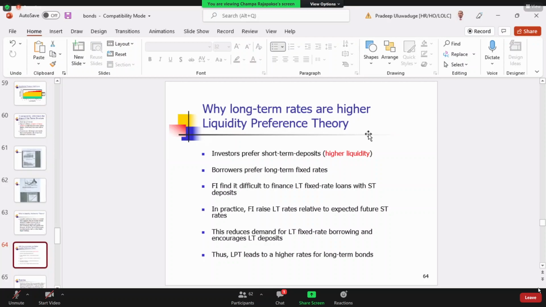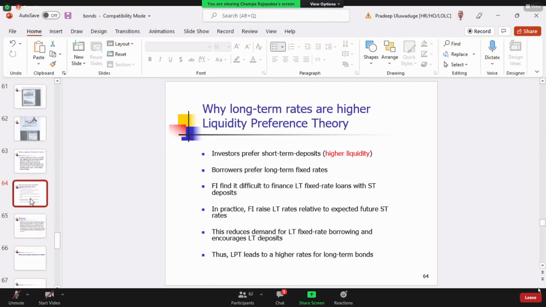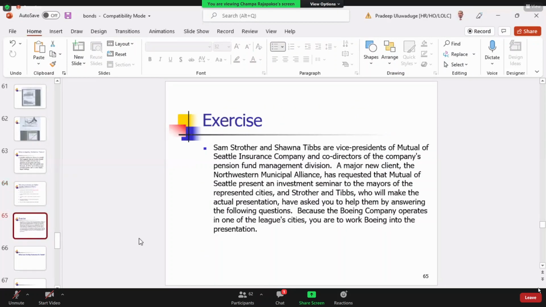So when long-term rates are higher, people will be encouraged to increase long-term deposits, and since the rates are higher, it will reduce the demand for long-term fixed rate loans. Encourage deposits, discourage loans. The liquidity preference theory leads to higher rates for long-term bonds. So that's the explanation behind the liquidity preference theory, which explains why long-term rates will be higher than short-term rates.